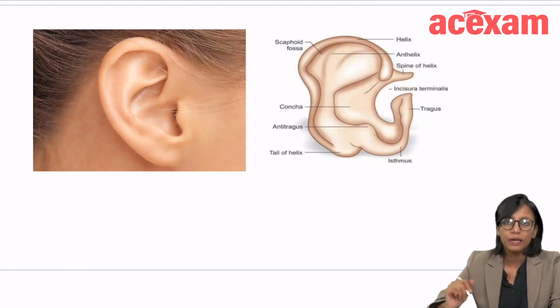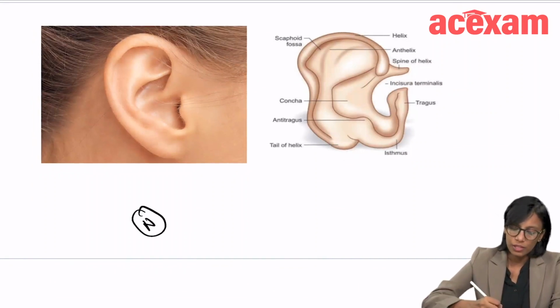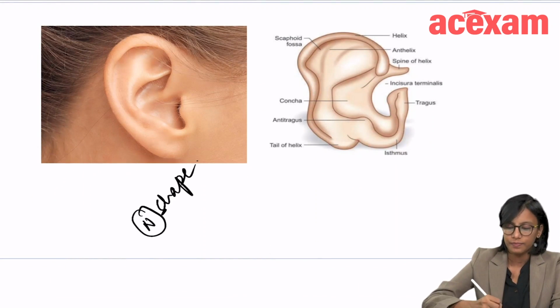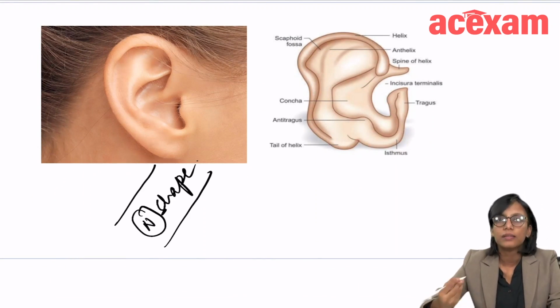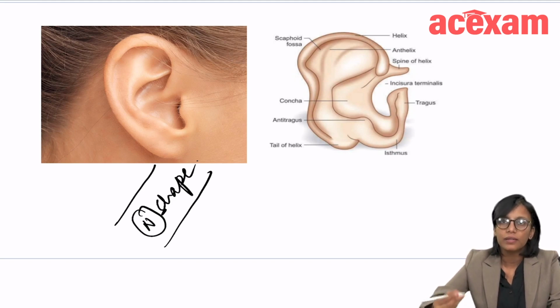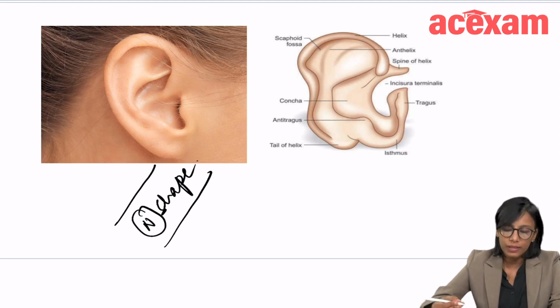This is the pinna. What is the normal shape of the pinna? The normal shape is when you can identify all the landmarks of the pinna; it is said to have a normal shape. So what are the landmarks of the pinna?